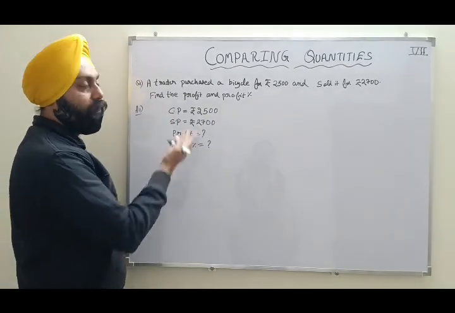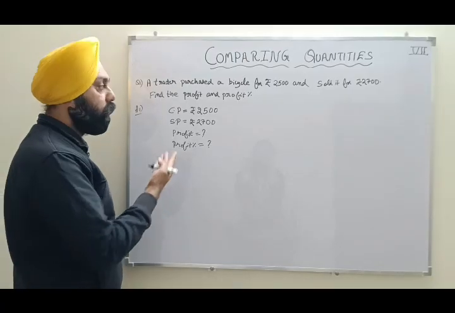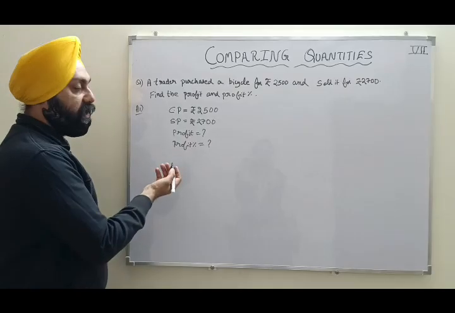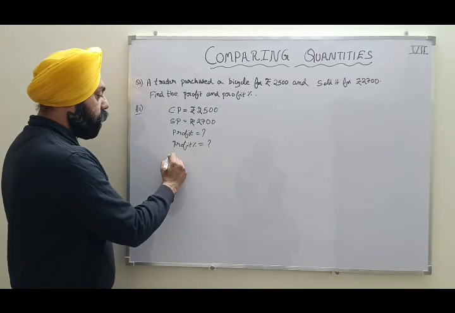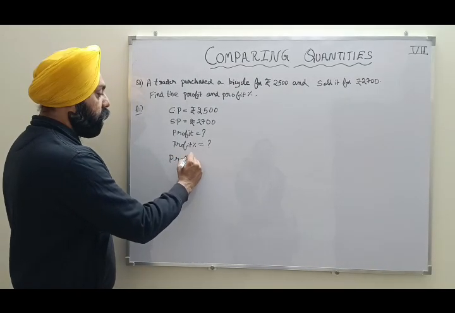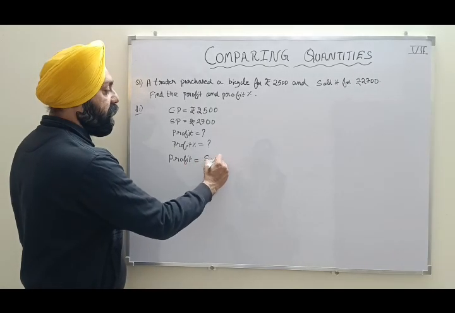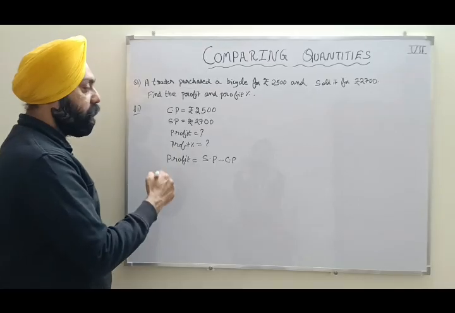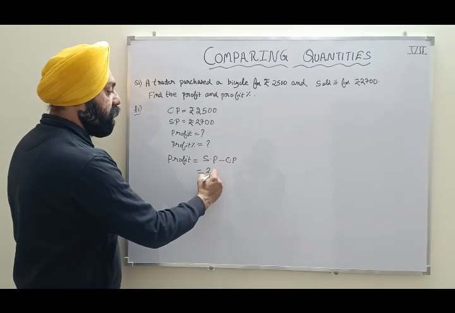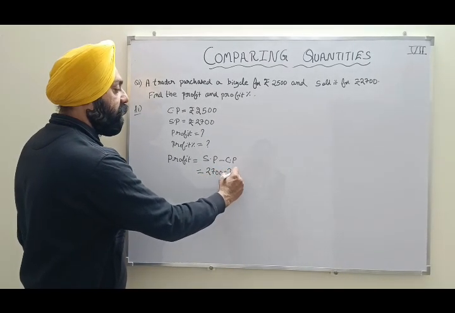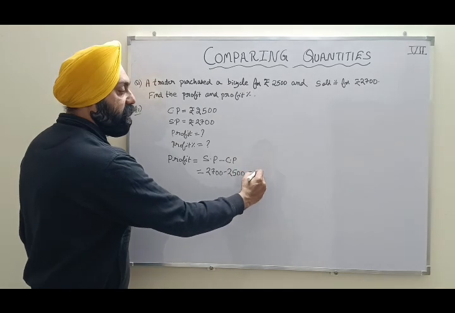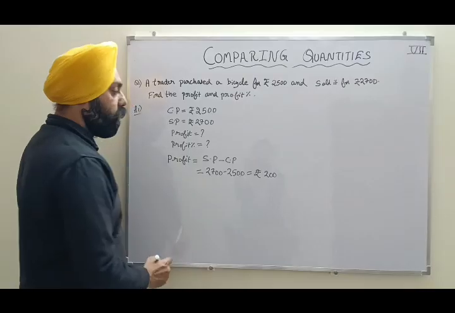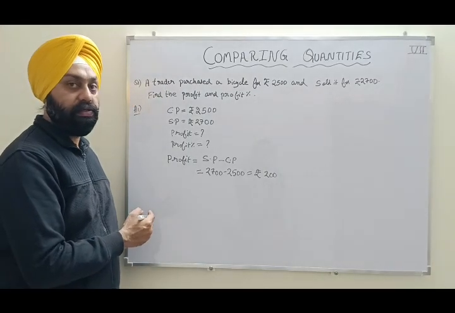So in this question they have already told you that profit and profit percent are to be found. So we can directly write the formula for profit. We know that profit is always SP minus CP, because SP is bigger, cost price is smaller, so bigger minus smaller. So SP was 2700 minus 2500. The difference of 2700 and 2500 is 200. Therefore the profit is rupees 200.